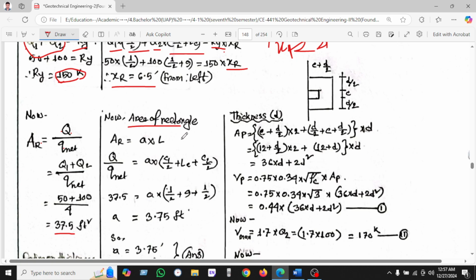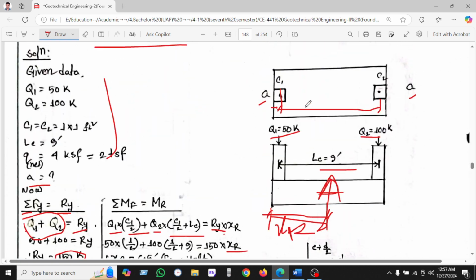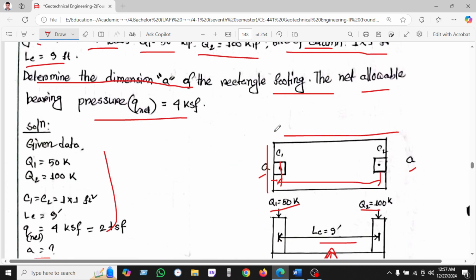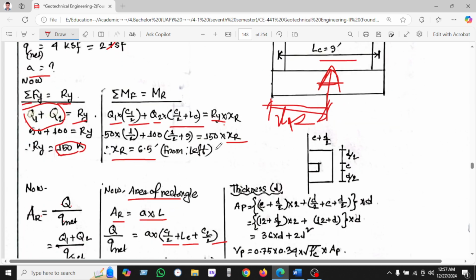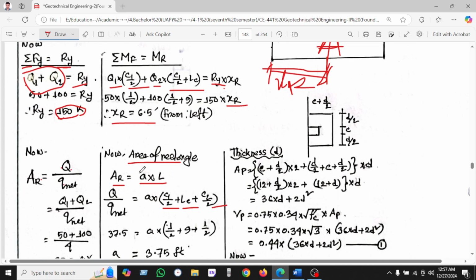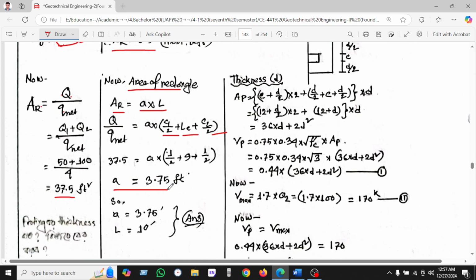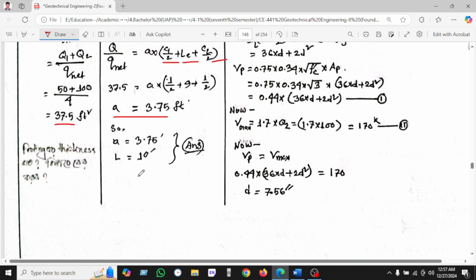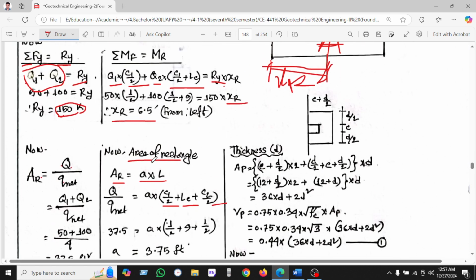Now we're calculating again a rectangle for A equal to A into L. This is the A and L equal to this is L, and found L equal to C by 2 plus L, C into C by 2. This is the C divided by 2 and this is the C divided by 2 and this is the L. And in this way we have found A equal to 3.75. So this is the 3.75 and L equals to 10 feet. We have already found this.